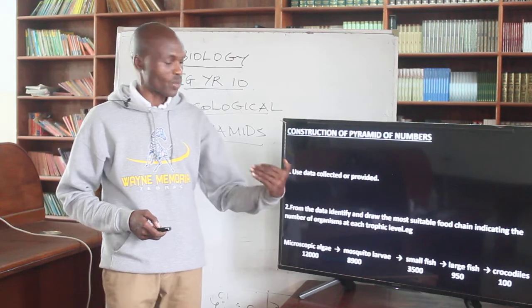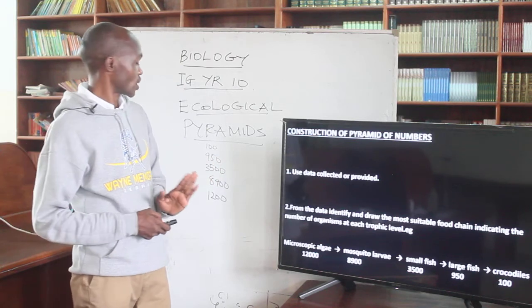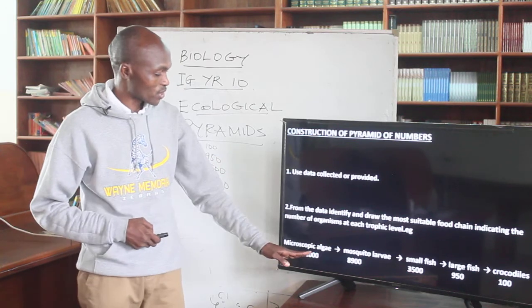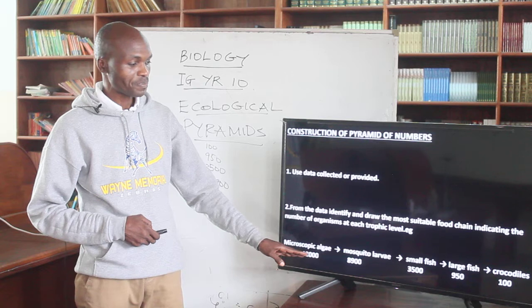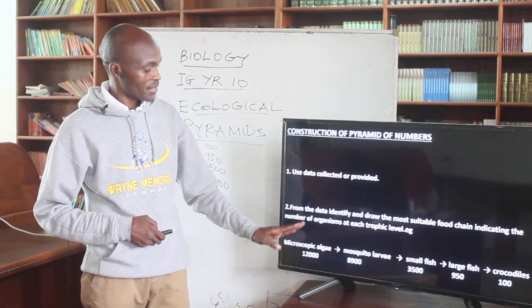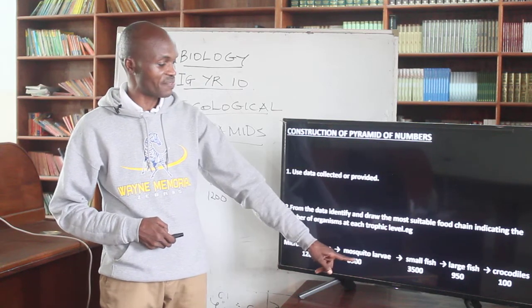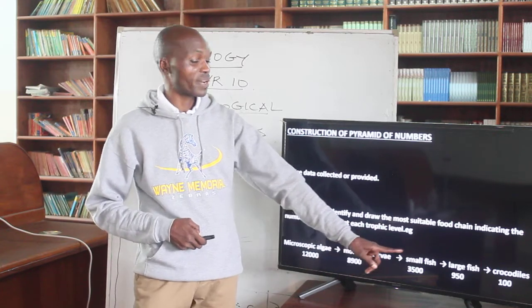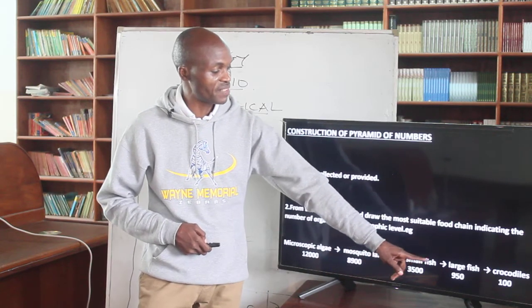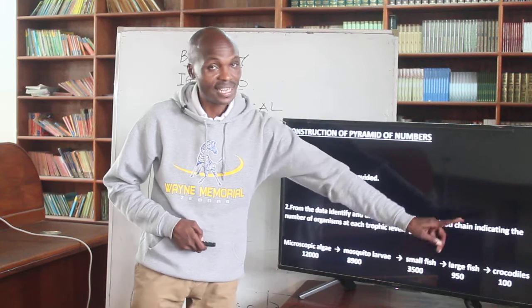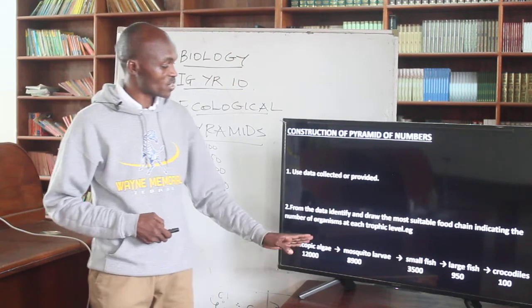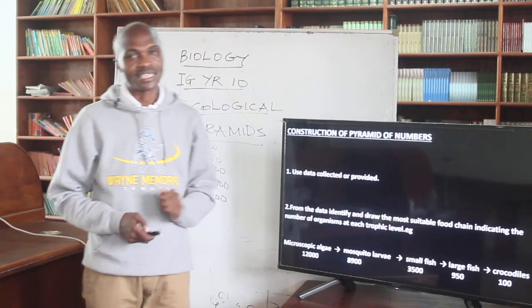So from this, you can now come up with a food chain. A food chain means microscopic algae in this case is our producer, which is being fed on by the mosquito larvae. The mosquito larvae are fed on by small fish, which are fed on by large fish, and finally by crocodiles. So, first trophic level up to the tertiary level.